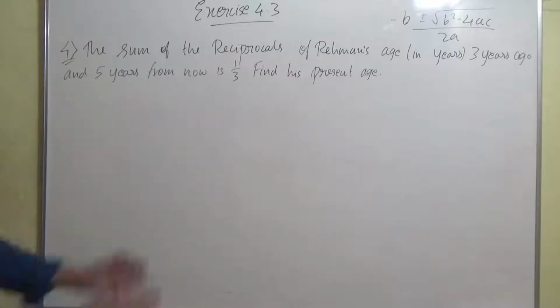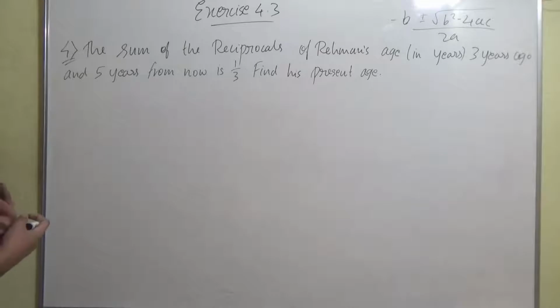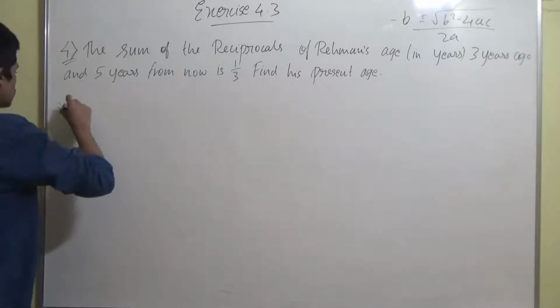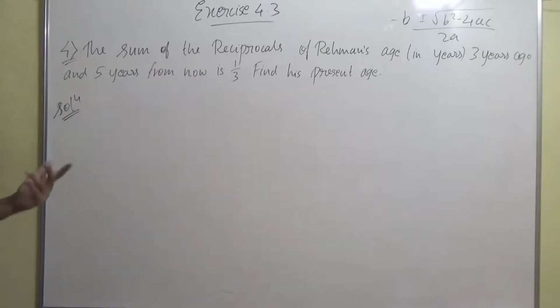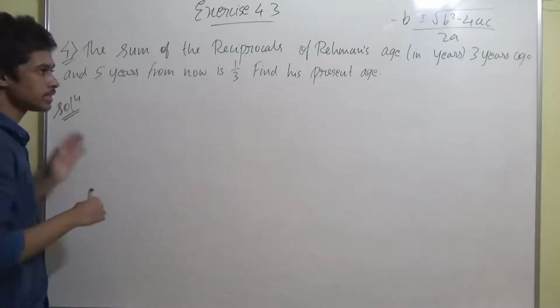Okay, guys, now let's go to the fourth question of the exercise. It says the sum of the reciprocals of Rahman's age in years 3 years ago and 5 years from now is 1 by 3. Find his present age. Okay guys, so what they are asking us to find is the present age. So we are going to assume his present age itself. So that's how we are doing, right? We have to assume what we have to find in the question as the variable.